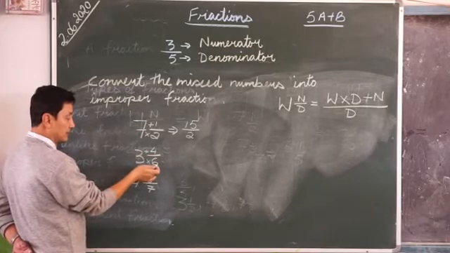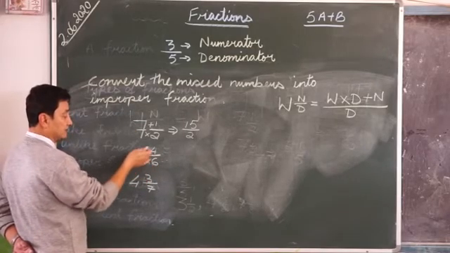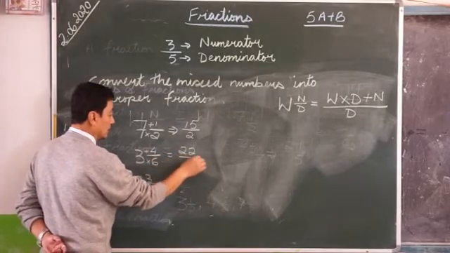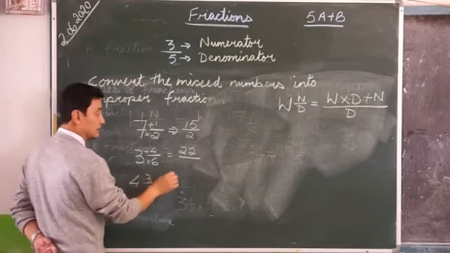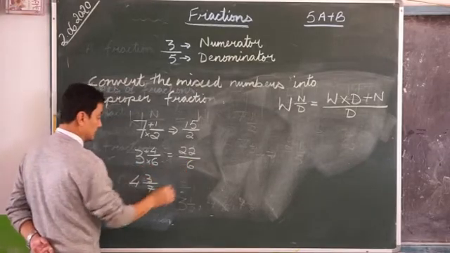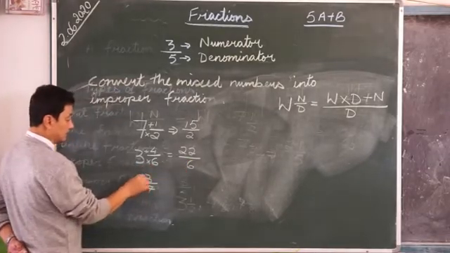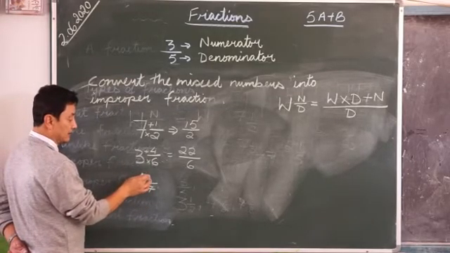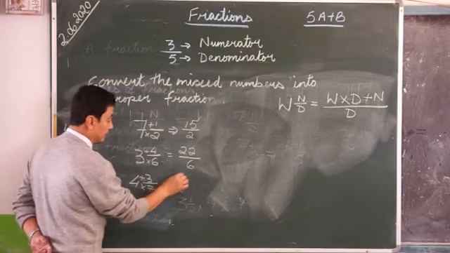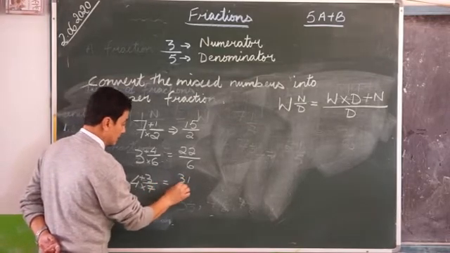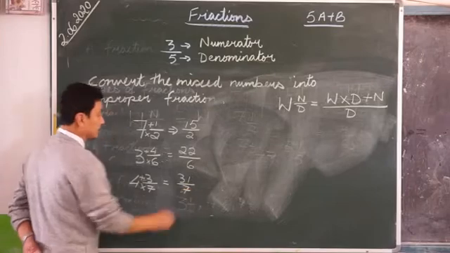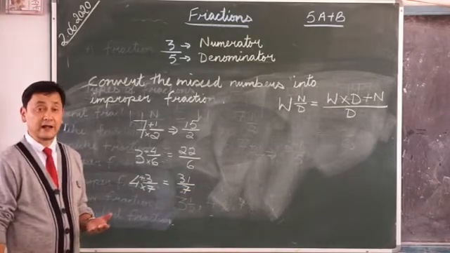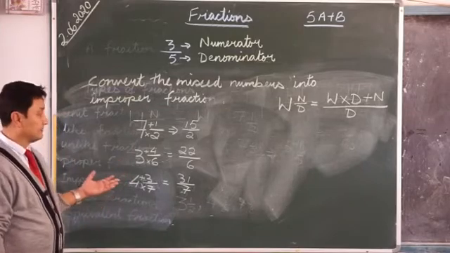Let's do it from the bottom. 6 3s are 18 plus 4, 22 upon denominator how much? 6. Very good. Let's try this one. 7 4s are 28, 29, 30, 31. 31 upon 7. See, it's so simple. What must you do? You must multiply and add and write the same denominator.